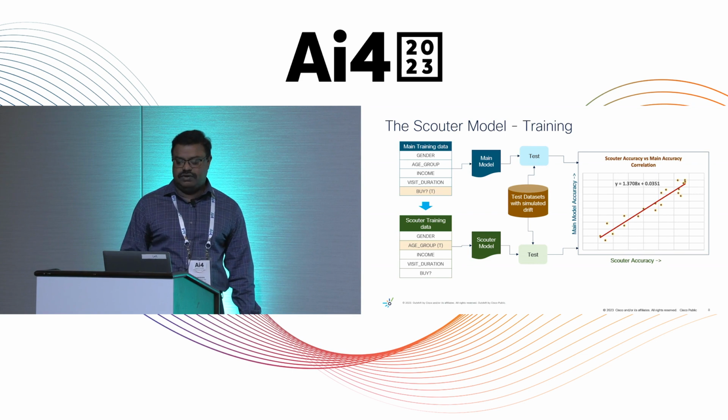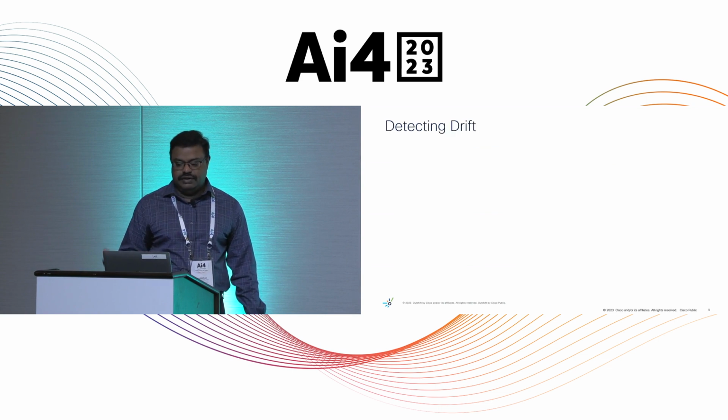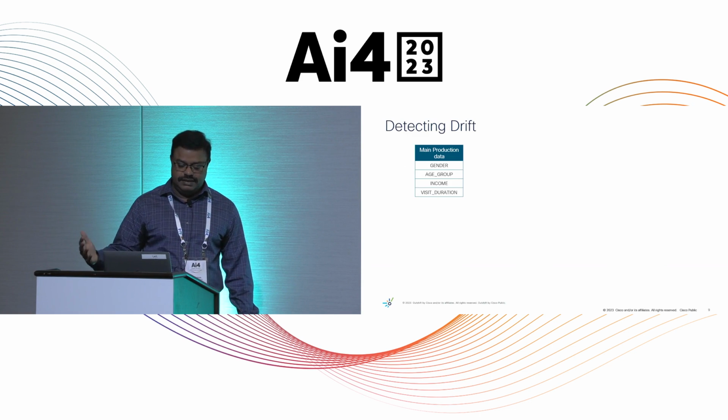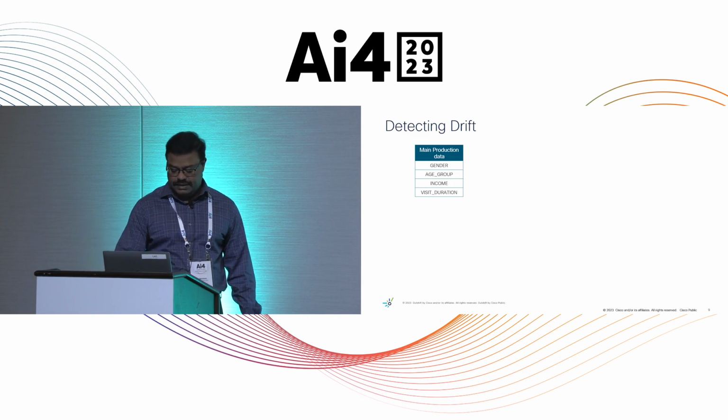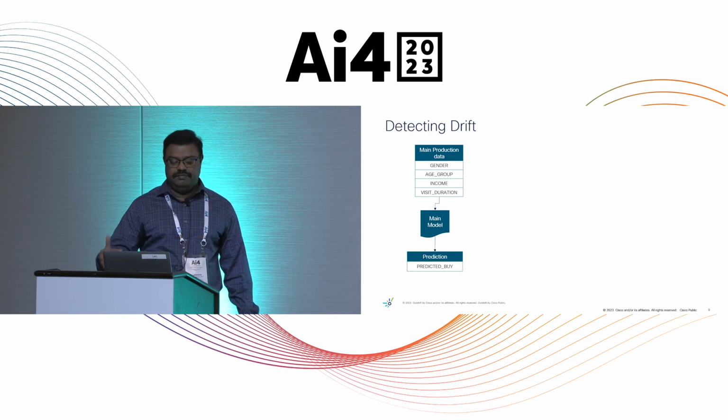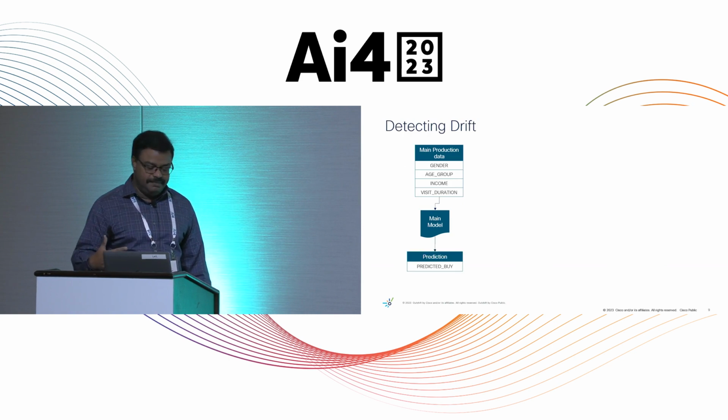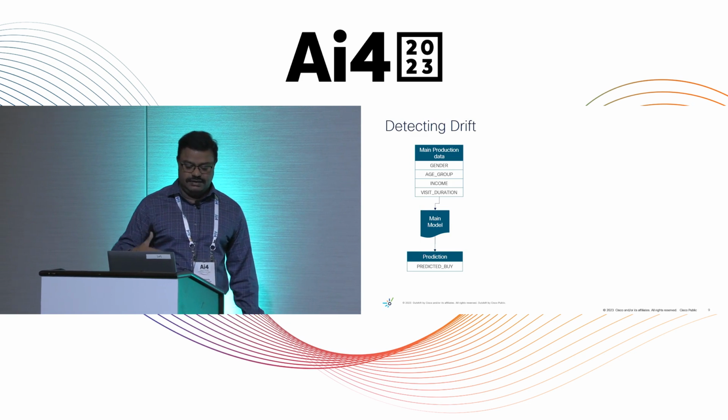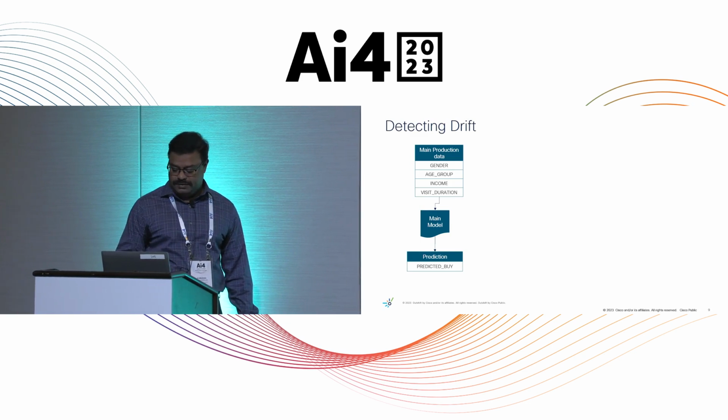So once you have this Scouter model ready from the training, you can then go and use it for detecting drift. And how do you do that? You start with the main model's production data. So you have 4 feature variables coming in there, and then you use the main model that you have to predict buy. The predicted buy is the predicted label for the main model.